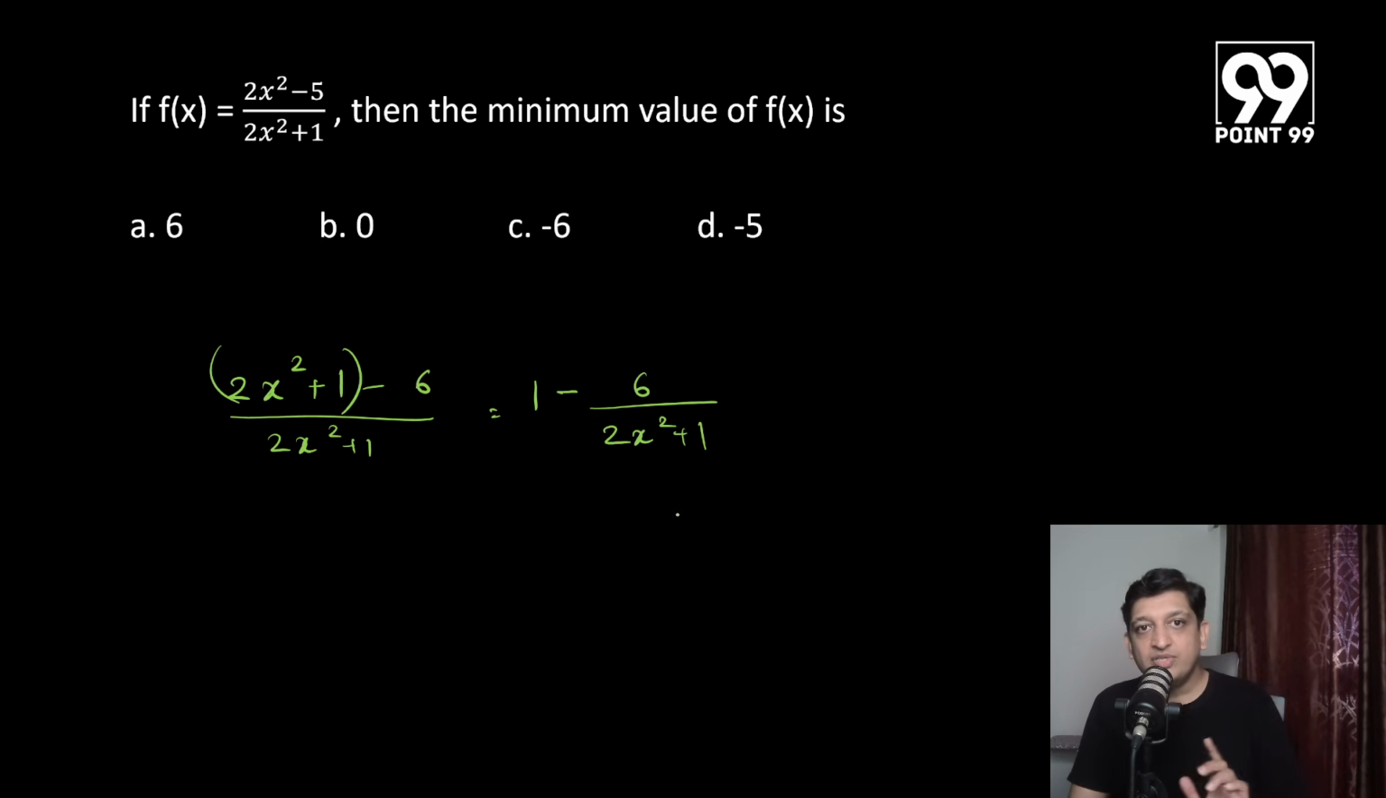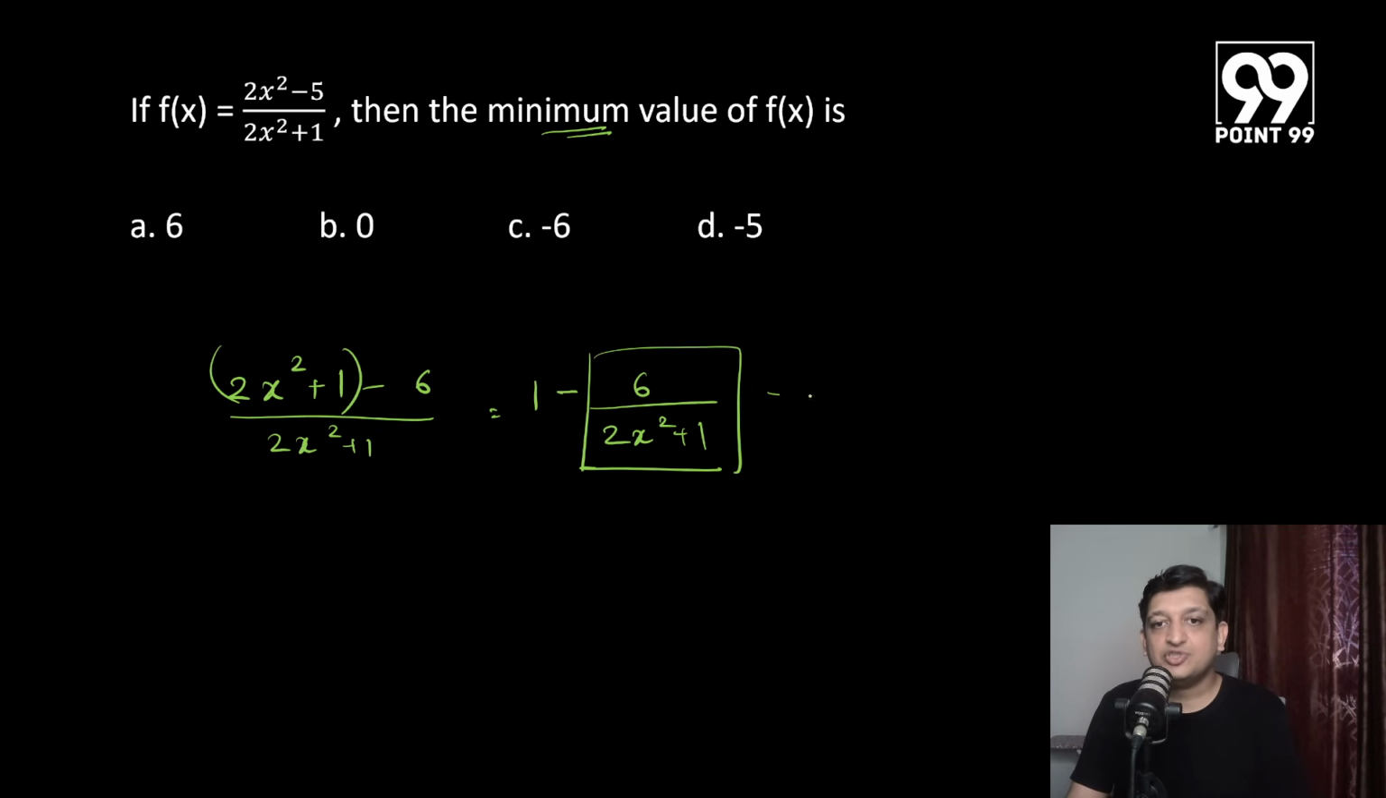But I also know that if I want to find the minimum value, this part has to be maximized. And this part will be maximized when the denominator is minimized. When is the denominator minimized? I have something which is absolutely a non-negative value, which is 2x square. It can never be negative, plus 1. So how do I minimize this? I reduce this as much as I can.